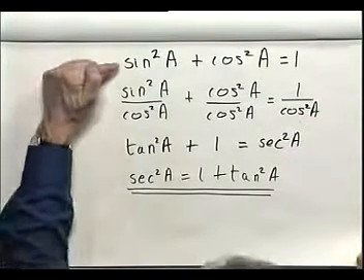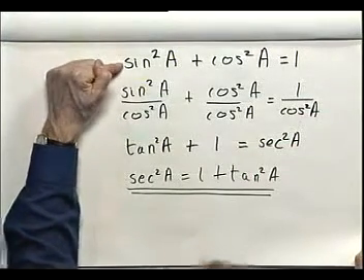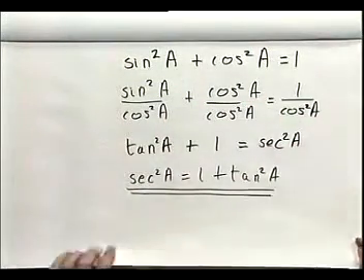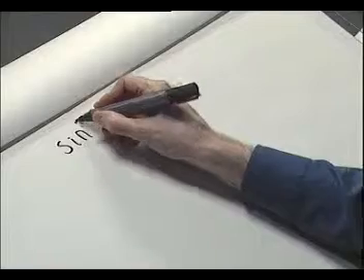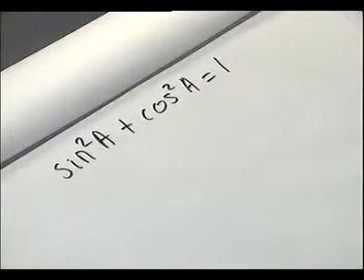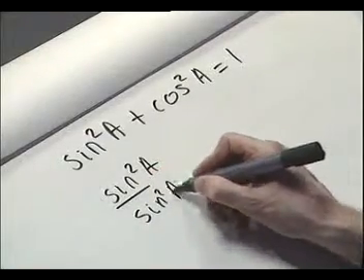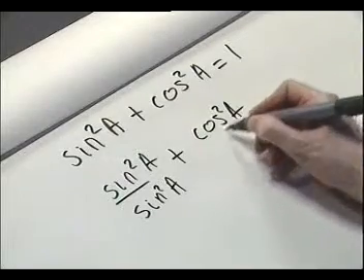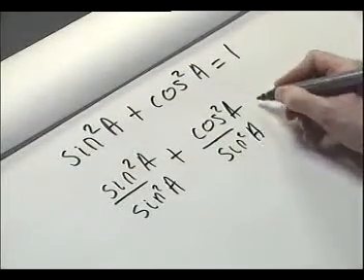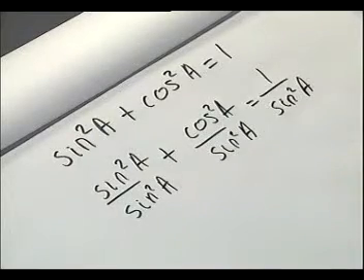Well, if we can divide this equation by cos squared, surely we can do the same thing but with sine squared. So we can divide the whole of this equation by sine squared. So we start again by writing down our basic fundamental identity that sine squared plus cos squared is 1. And as we said, instead of dividing everything by cos squared, we're going to divide everything by sine squared. So there we have everything in the identity divided by sine squared.